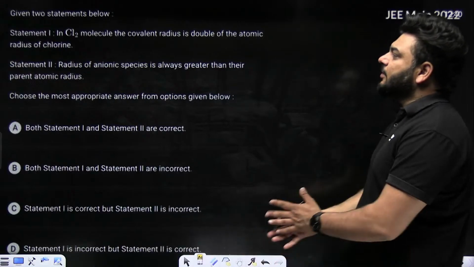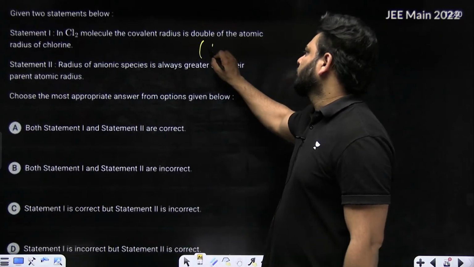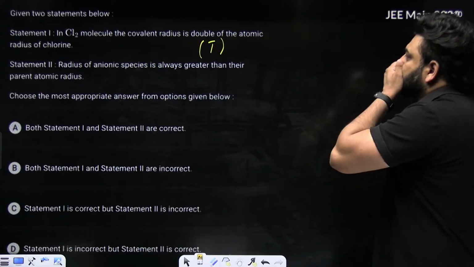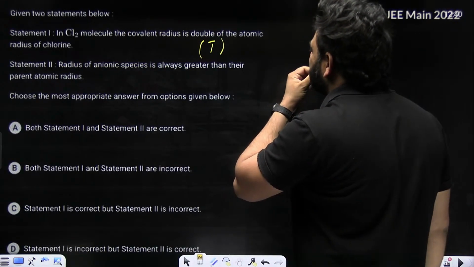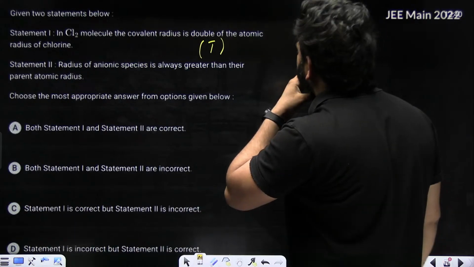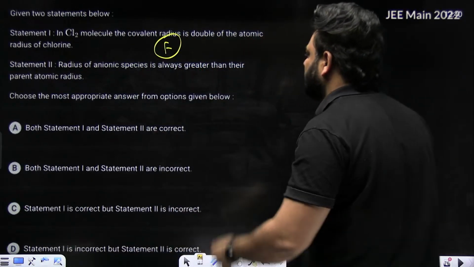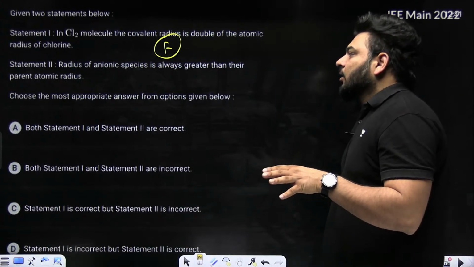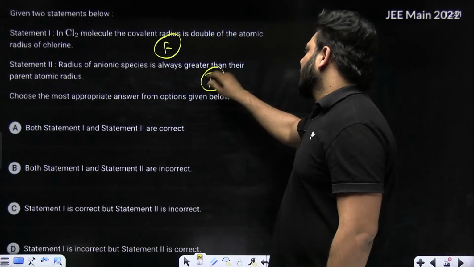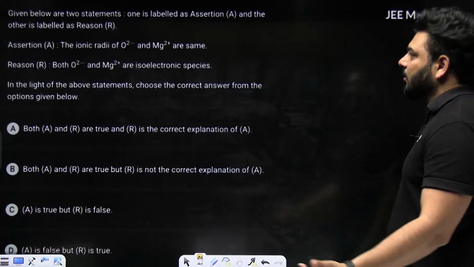Another question: in the Cl2 molecule, the covalent radius is double of the atomic radius of chlorine, which is true? Covalent radius is double of the atomic radius of chlorine. This is false. These two are the same actually. The radius of an ionic species is always greater than the parent. This is true. So one is false, another one is true. Statement 1 is incorrect, 2 is correct.